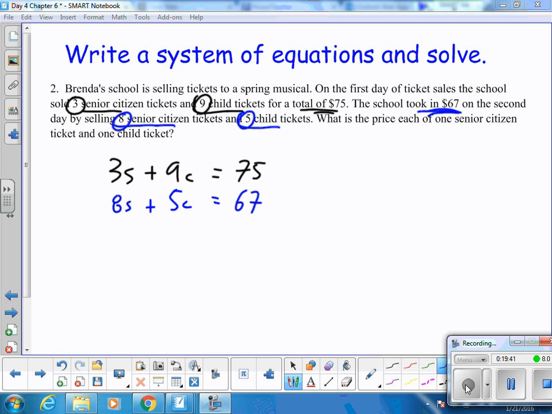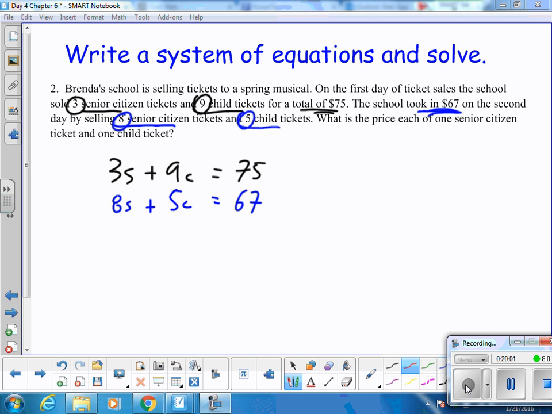All right, did we build the same equation? I'm seeing the three seniors and the nine children should give me 75. I'm using S and C. You can use X, Y, you can use any variable you want. Just use what makes sense to keep track of it. The second day was eight seniors, five children, a total of 67. So I have a system here now.